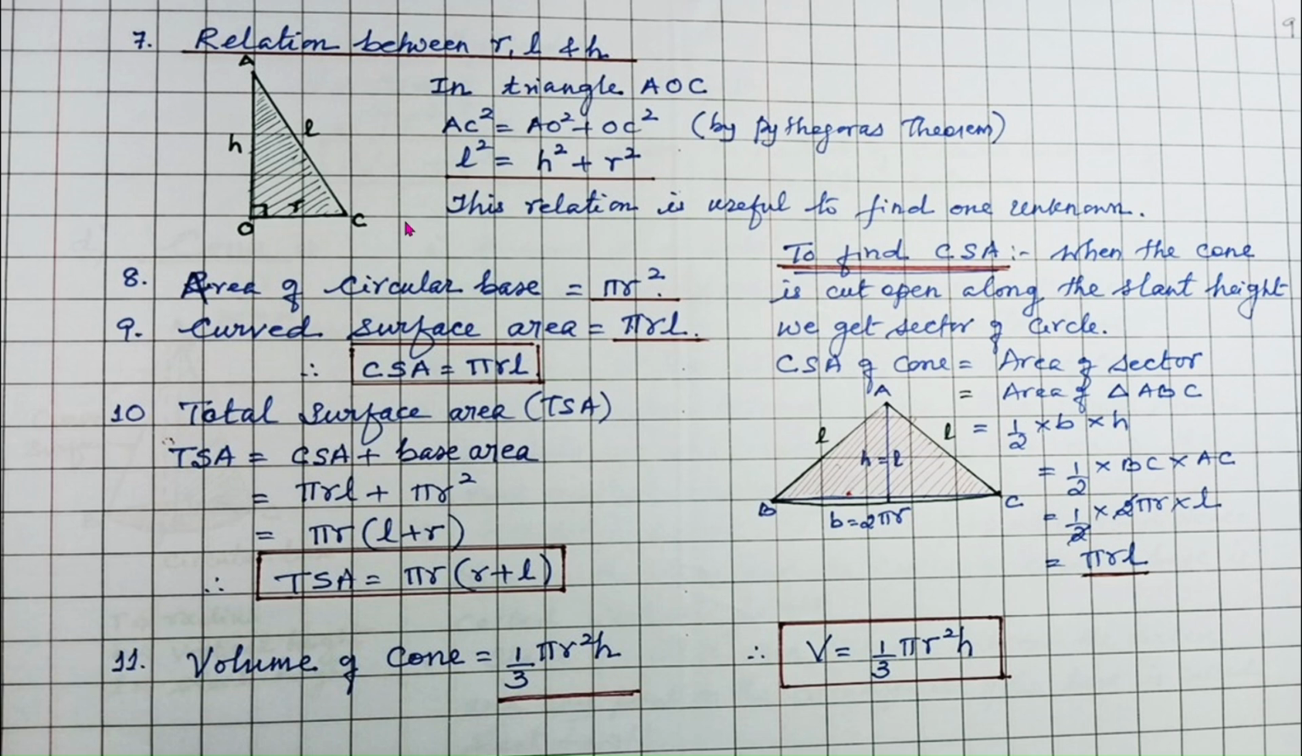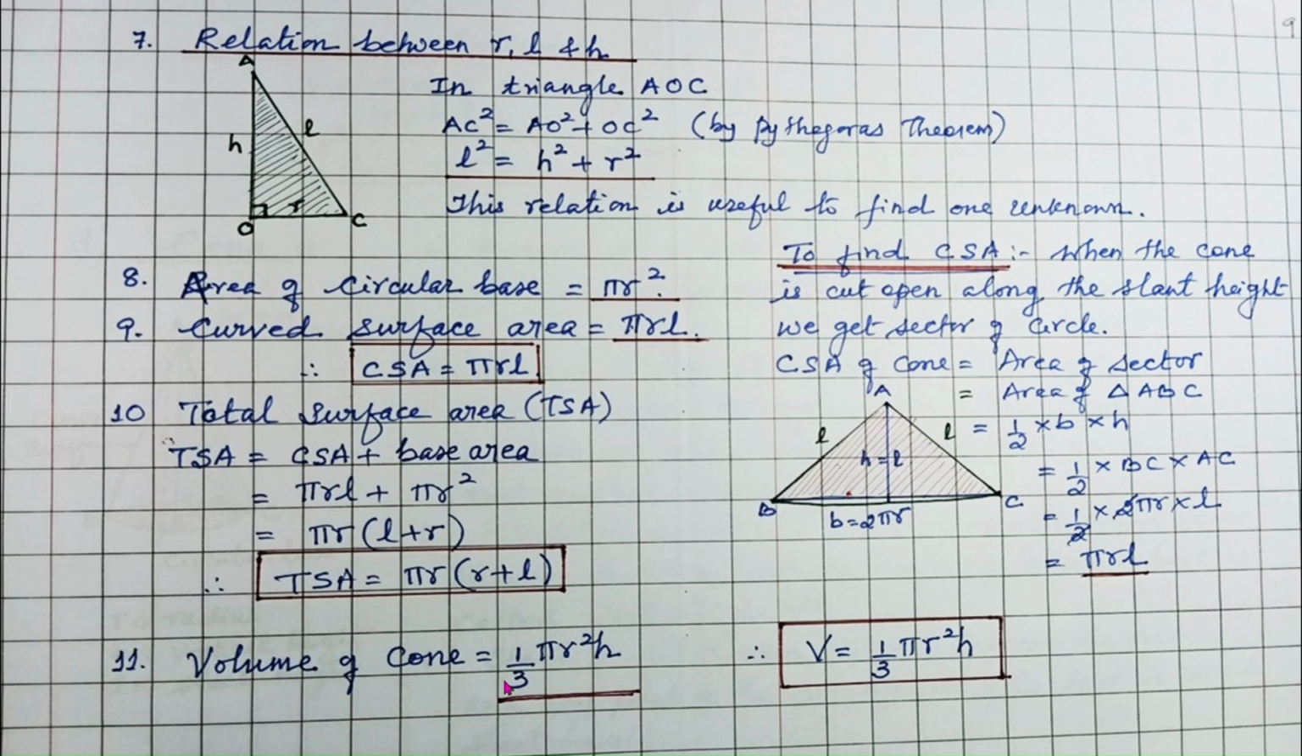The total surface area is the area of the base plus the curved surface area. The curved surface area is pi r L, the area of the base is pi r squared, and pi r is common here. Taking L plus r in the bracket, we get the total surface area is pi r in the bracket, r plus L. So please remember that.